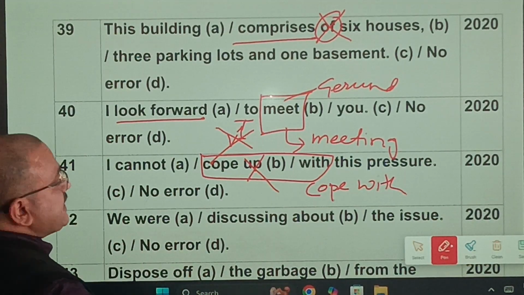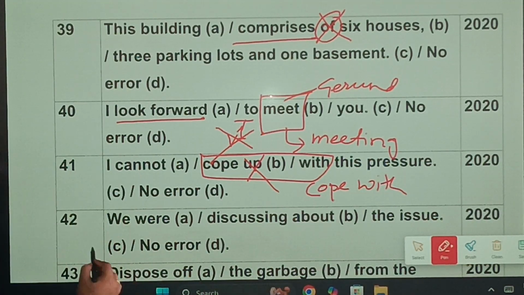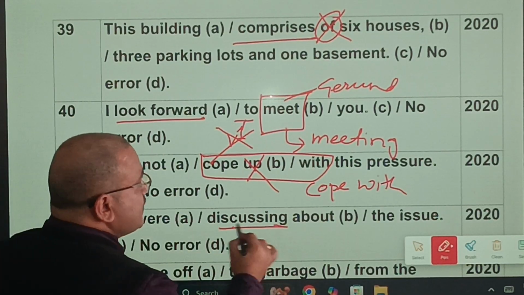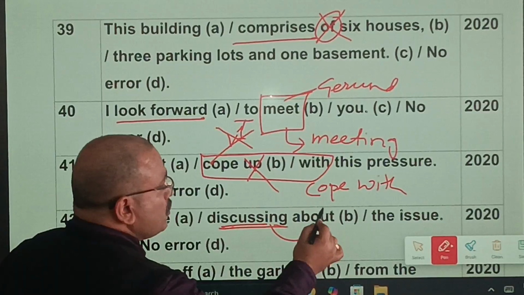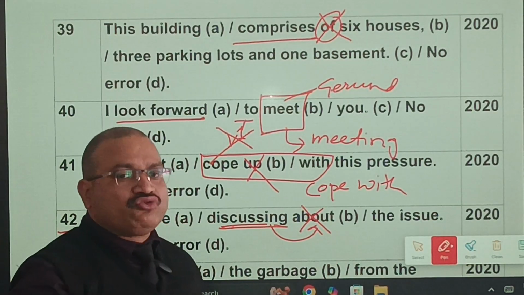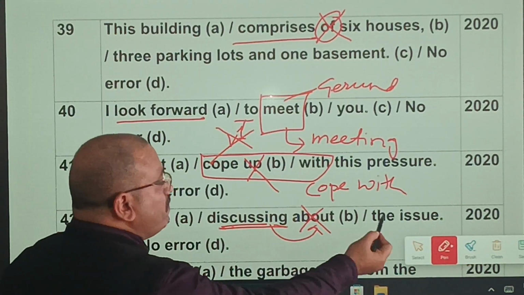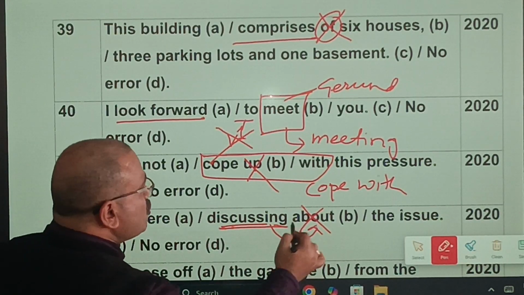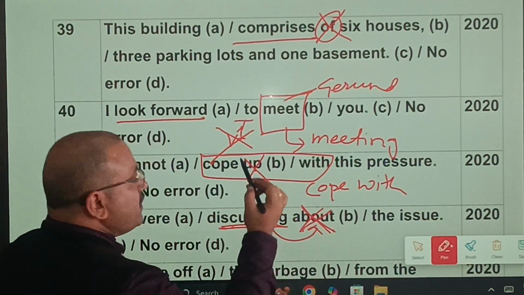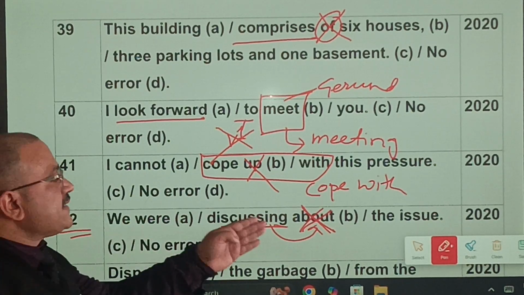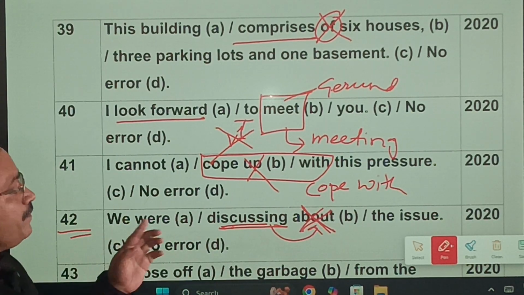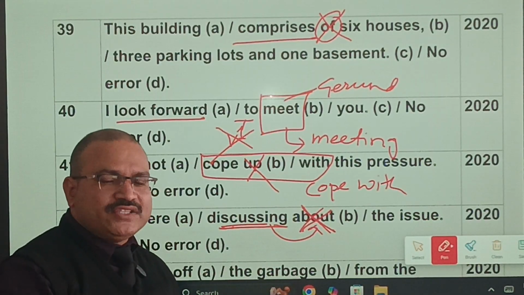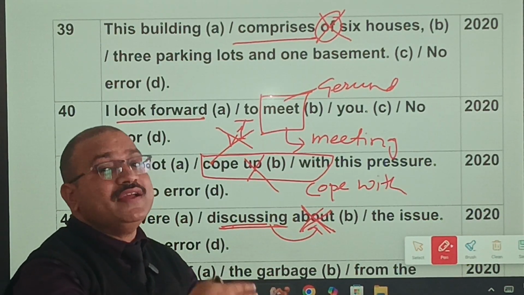We were discussing about the issue. Now same, this discuss will not take a preposition. Why? Because this is a direct transitive verb. It will take an object directly, so no preposition. So we were discussing about is wrong. So what is the right sentence? We were discussing the issue. Correct. So discuss, describe, comprise, all these verbs don't take prepositions after them.